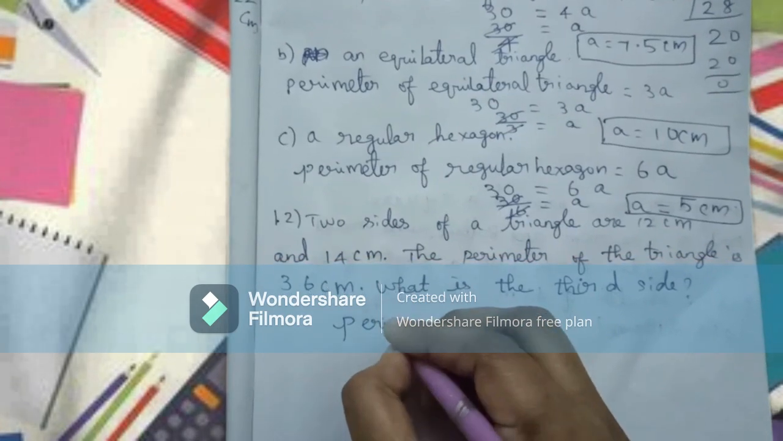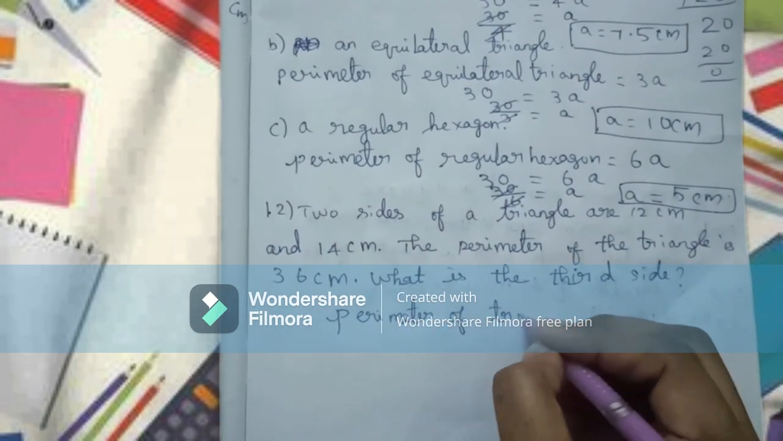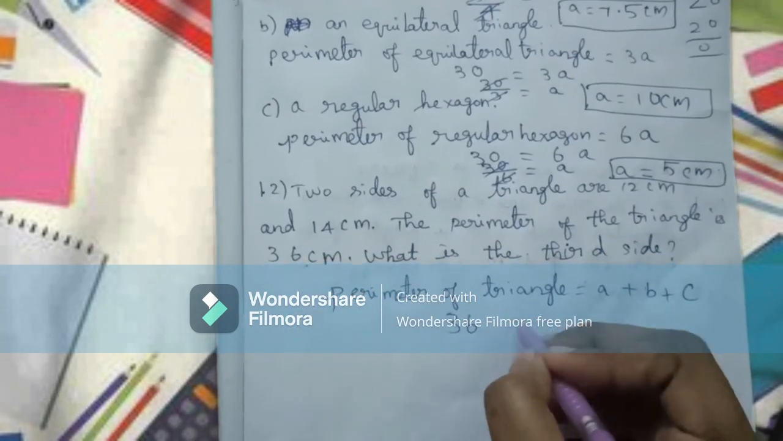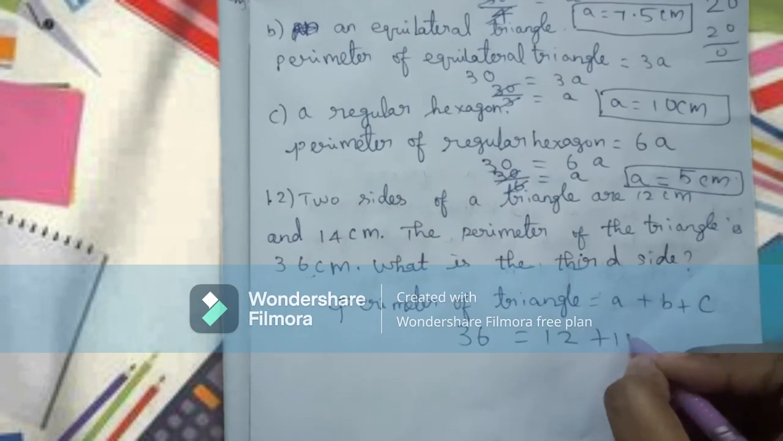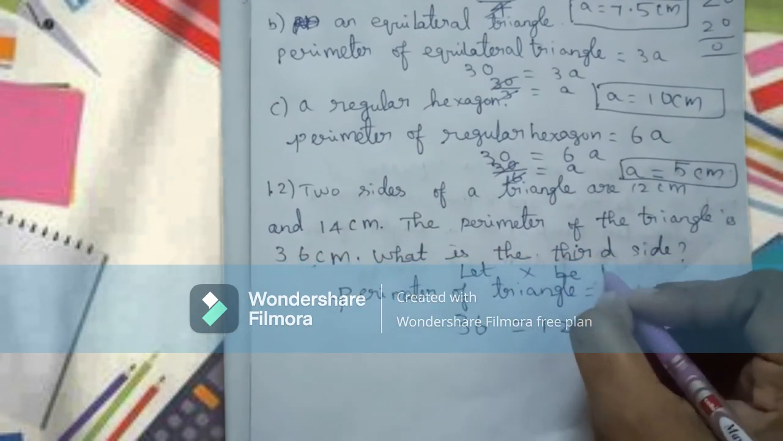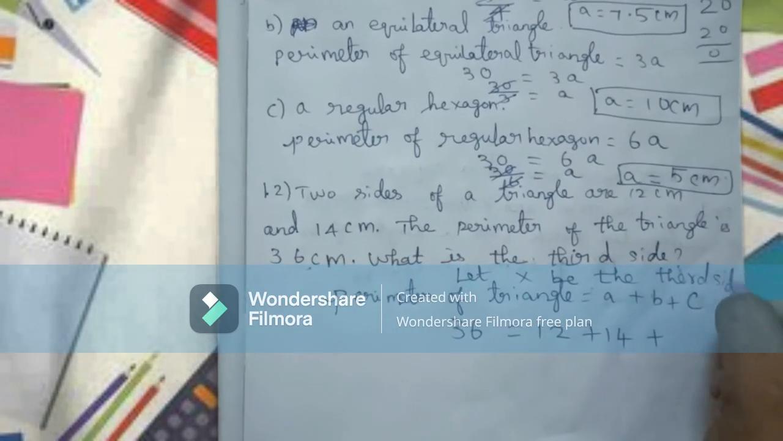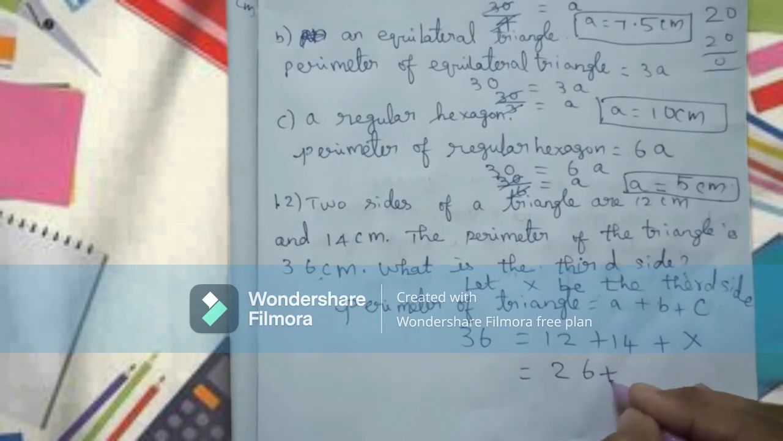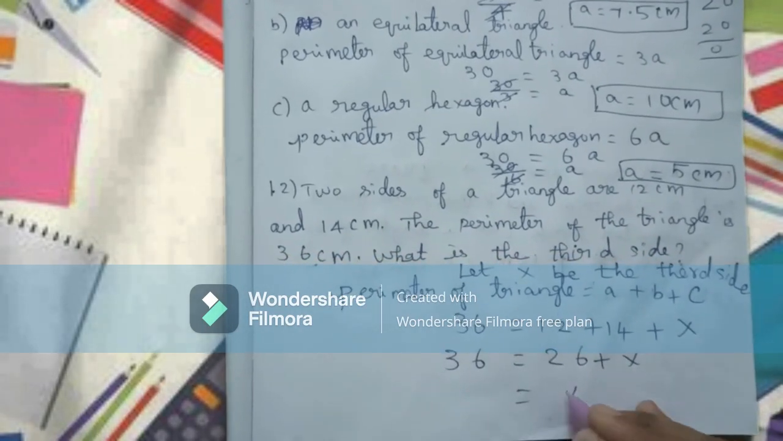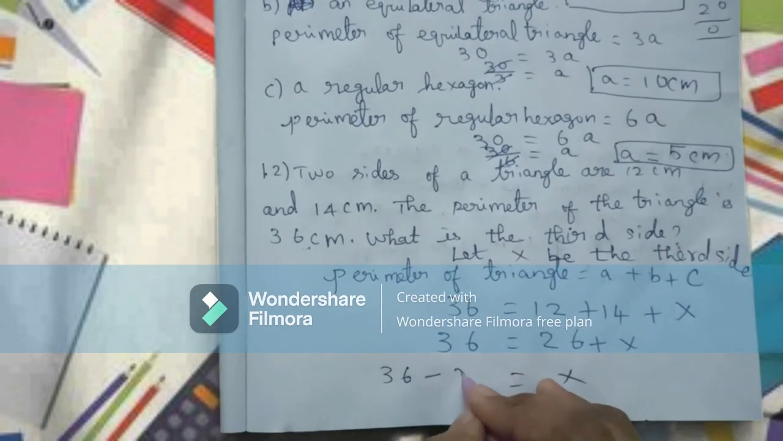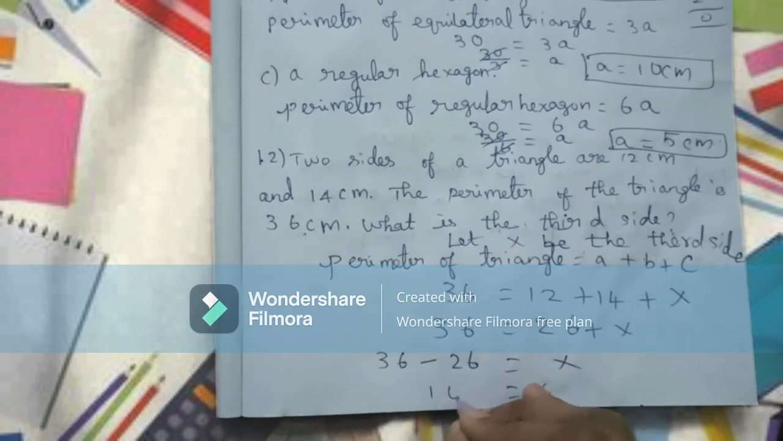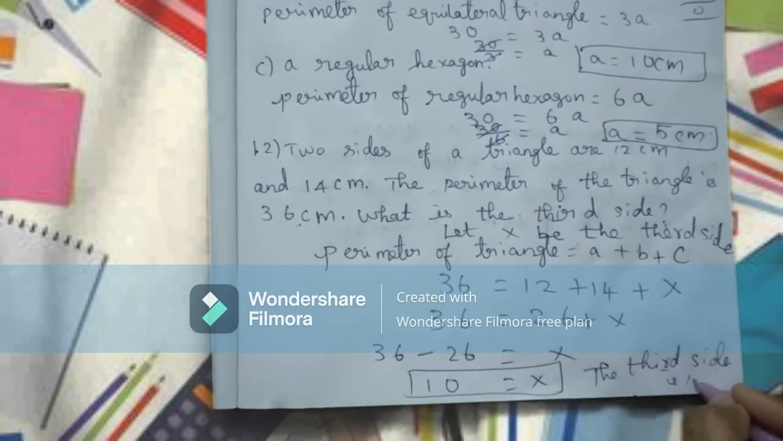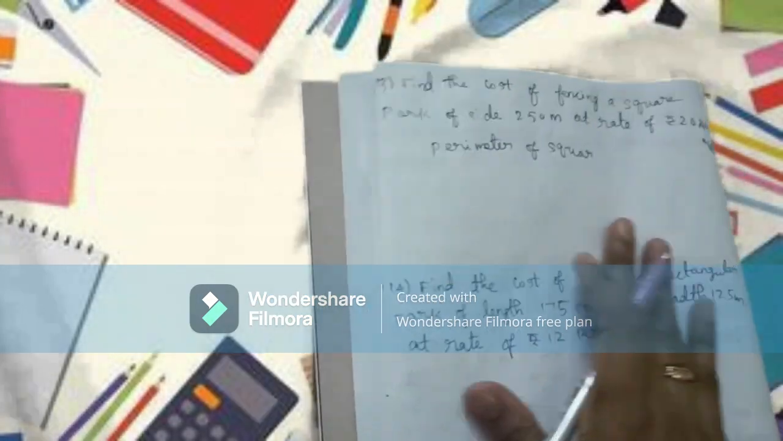Okay, perimeter of triangle equal to a plus b plus c. Perimeter of triangle is 36 centimeter. a is 12 plus 14 plus, let x be the third side. We have to mention x. 12 plus 14, 26 plus x. So 36 minus 26. So x equal to 10. So the third side is 10 centimeter.